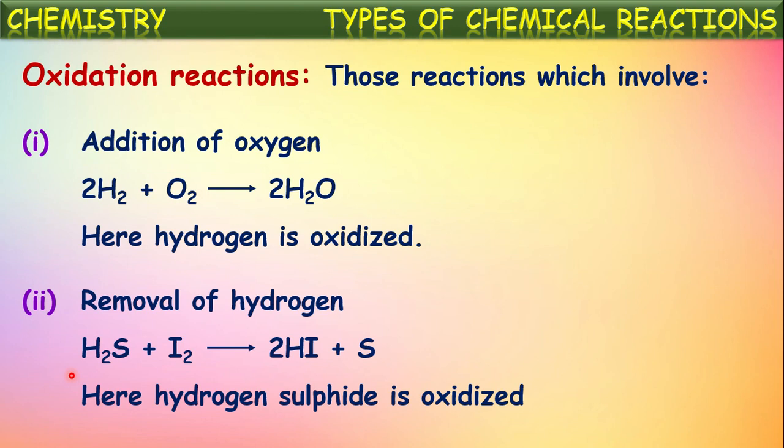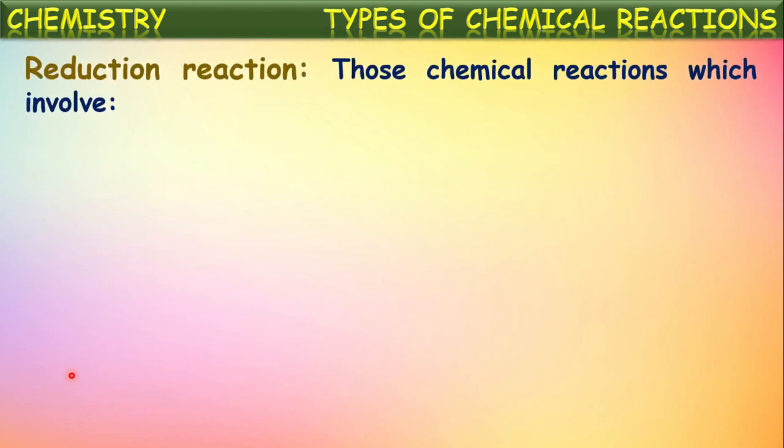Let us see another kind of reaction, that is reduction. Just like oxidation, reduction also can be defined in two ways, in terms of oxygen and in terms of hydrogen. In terms of hydrogen, the addition of hydrogen to a chemical substance is called reduction. In terms of oxygen, the removal of oxygen from a chemical substance can be termed as reduction.